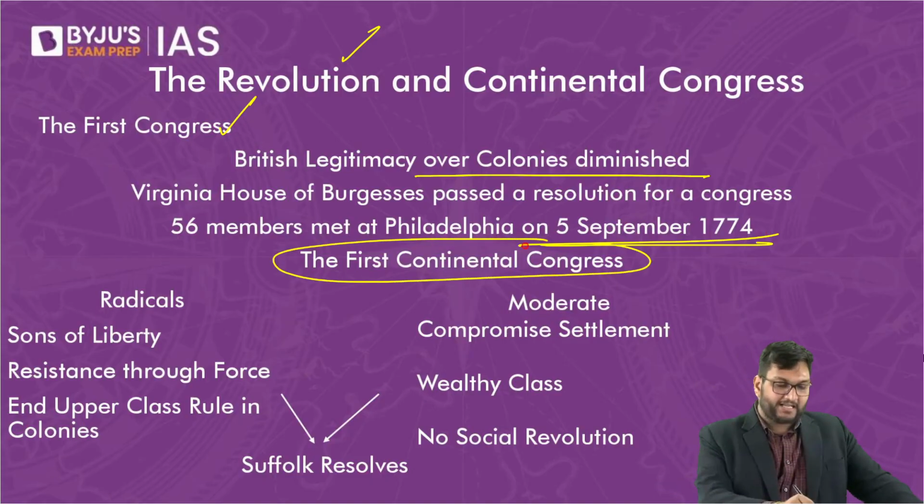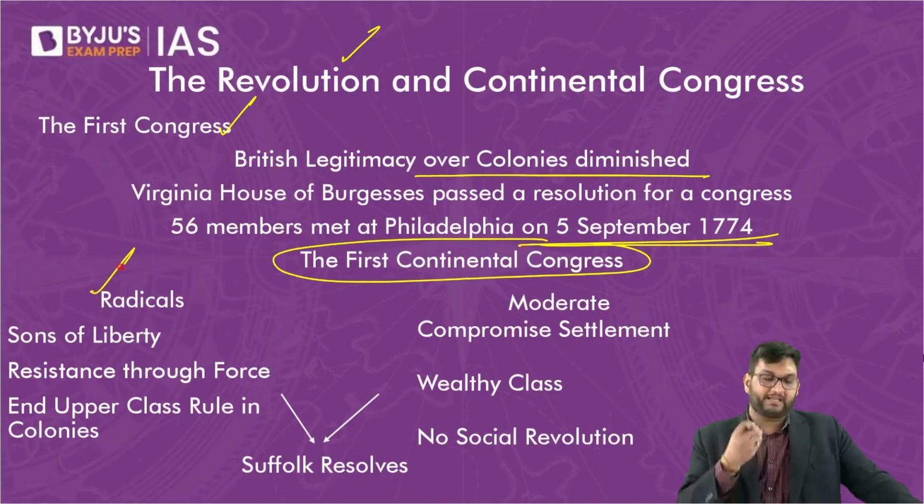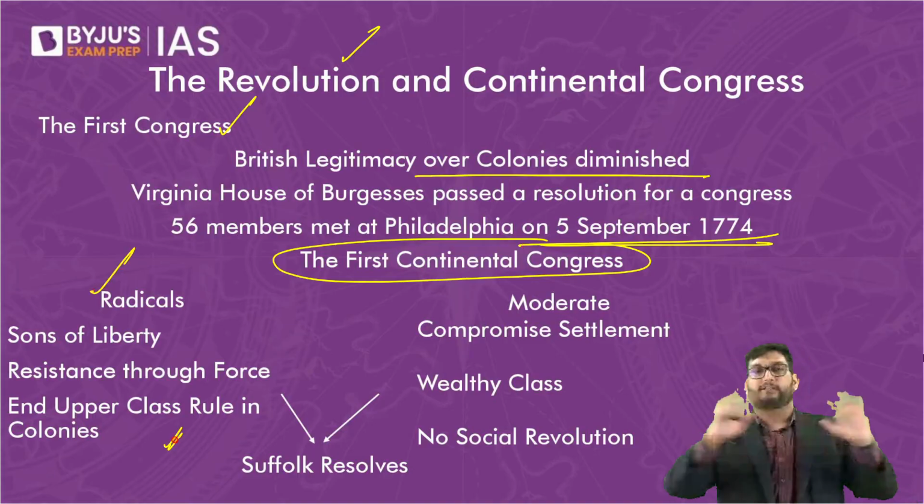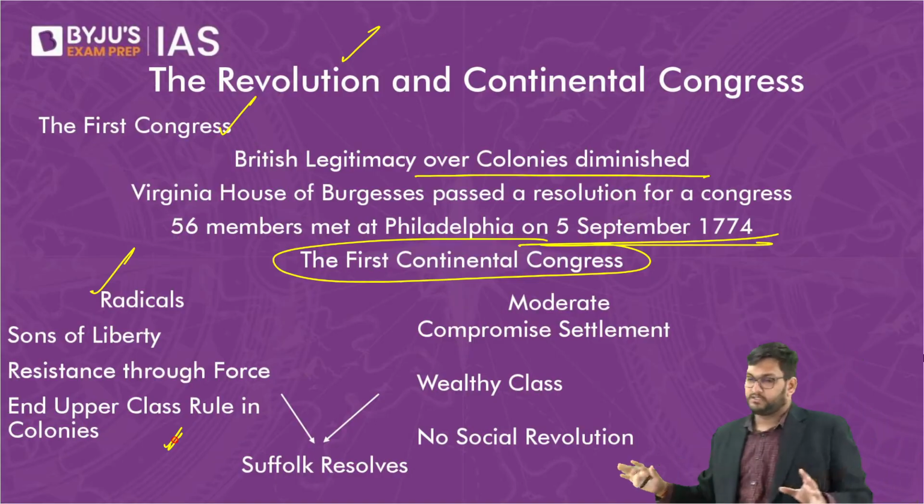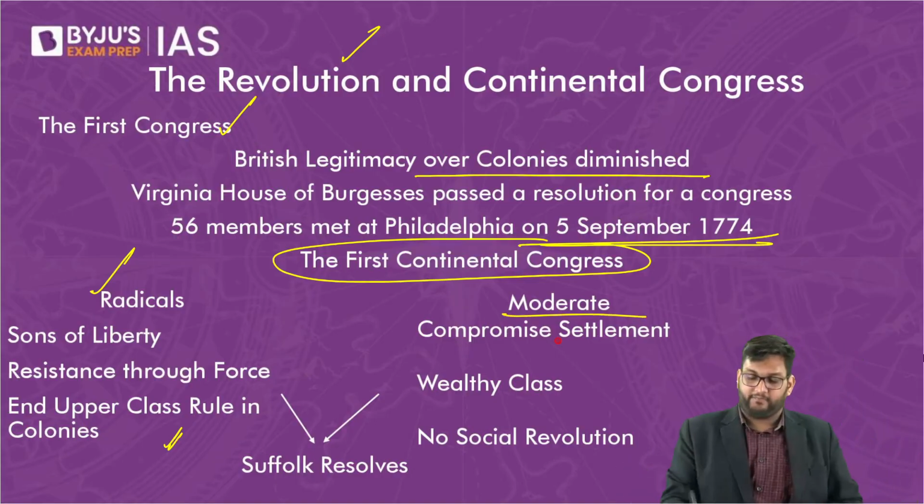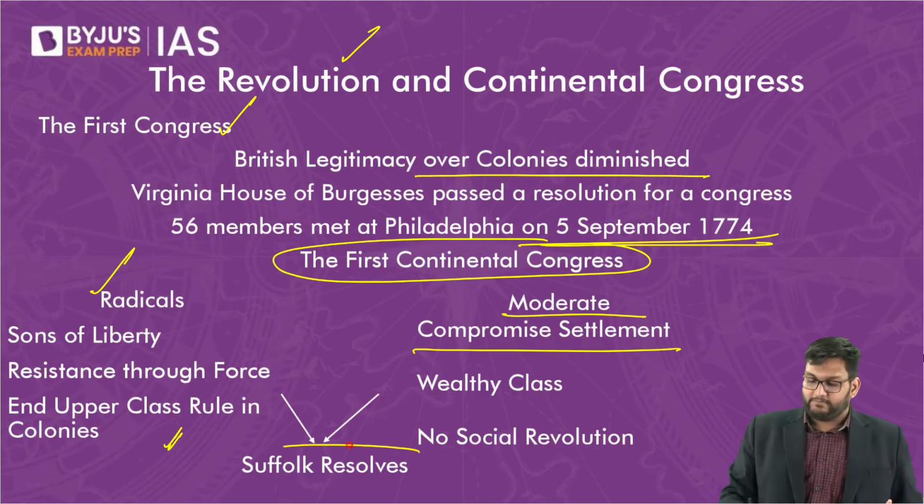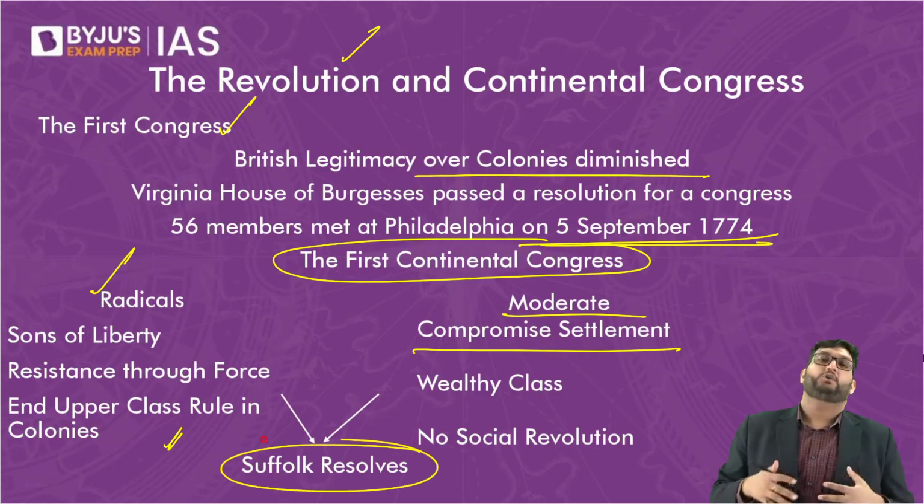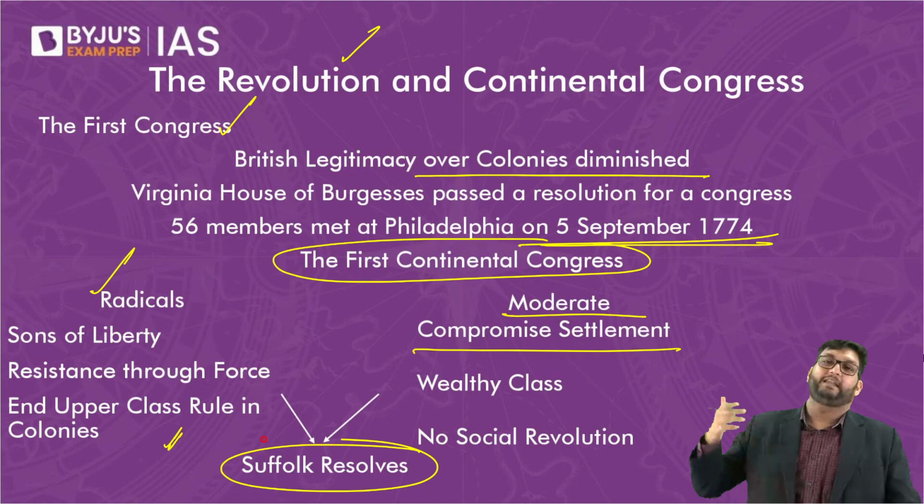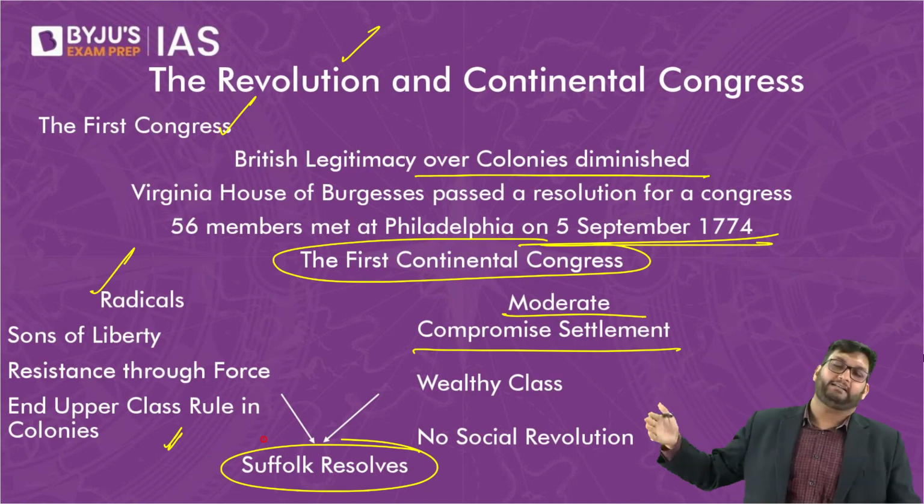The radicals, the Sons of Liberty, argued that we need to get proper change in America, everything needs to change. While the moderates were ready to have a compromise, and they did not want a social revolution. They will meet at Suffolk to resolve everything. But the skirmishes and the battles and the clashes with the British will increase in the background.